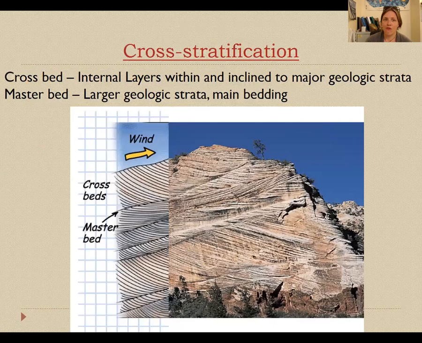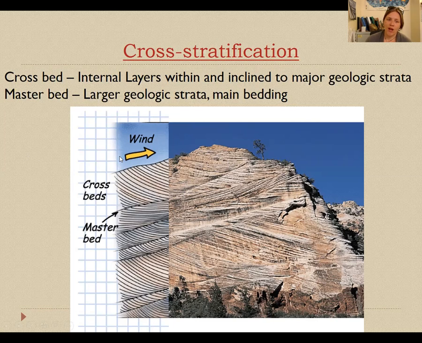So cross stratification is an idea that within a main bed, so here's a master bed, a contact point between two different strata, there may be a bunch of internal layers that cut across the main layering direction. This is the main bedding direction, and then the internal bedding direction is the cross beds. The direction that the cross beds are pointing tells us about the direction that the fluid was moving at the time that the beds were being deposited.